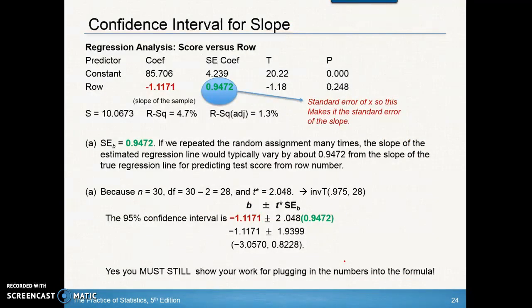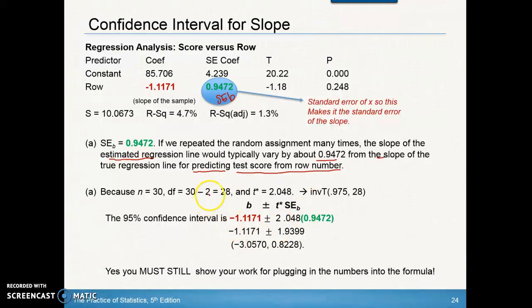All right, let's take a look at the answers. So number 1, we're finding the standard error of the slope. The standard error of the slope is always this piece right here, the standard error of b. So what does that mean? Remember, your standard error of the slope means if you were to do this many times, the slope of the estimated regression line would vary by about 0.942 from the slope of the population regression line. And notice what the last sentence says, predicting test score from row number. So basically you're just adding here what you're predicting.